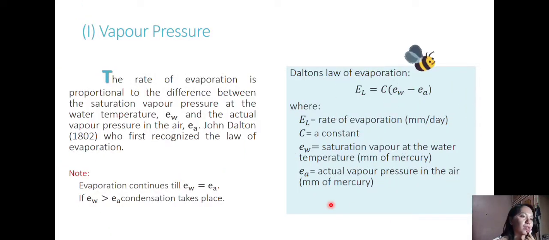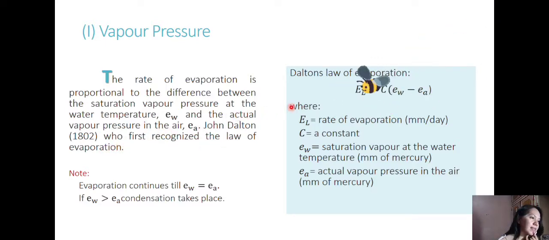So, vapor pressure. The rate of evaporation is proportional to the difference between the saturation vapor pressure at the water temperature, which is denoted as E sub W, and the actual vapor pressure in the air, which is denoted as E sub A. John Dalton, in 1802, was the first to recognize the law of evaporation.